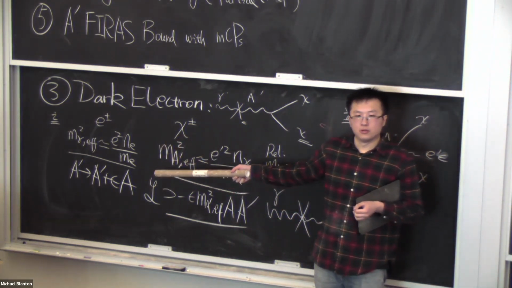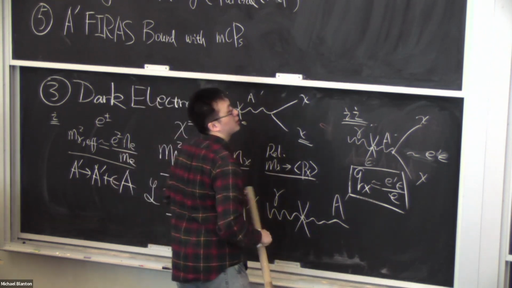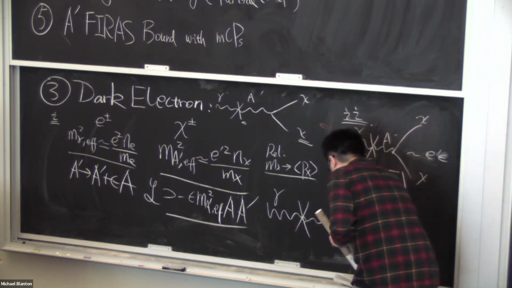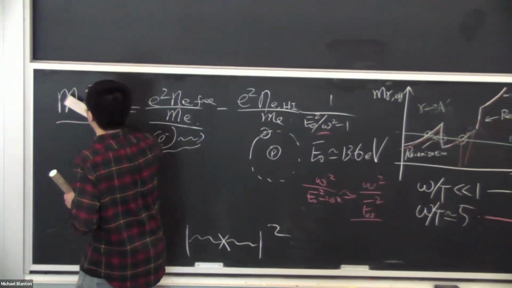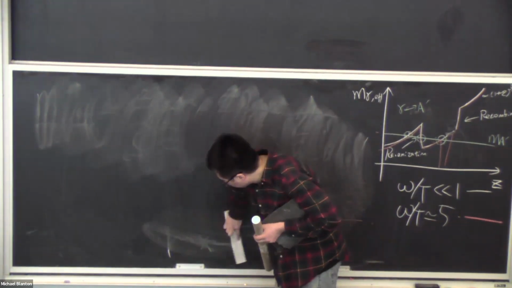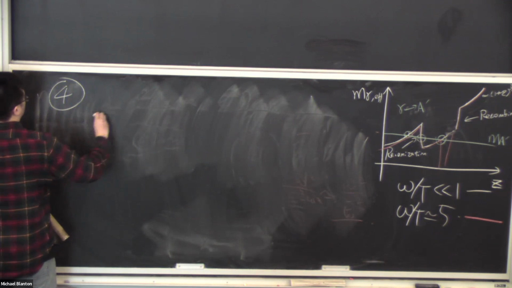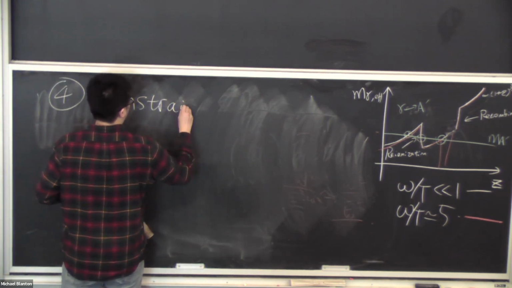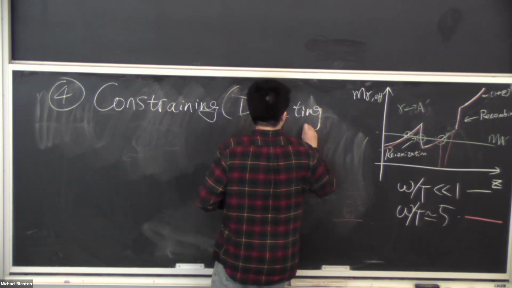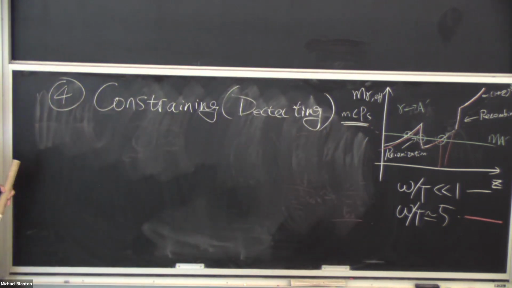Now we need to give the real constraints on the Millicharged particle parameter space. Let's go to the fourth part, which is constraining, or maybe detecting in the future, the Millicharged particles. Sorry. Okay. Detecting or constraining Millicharged particles.